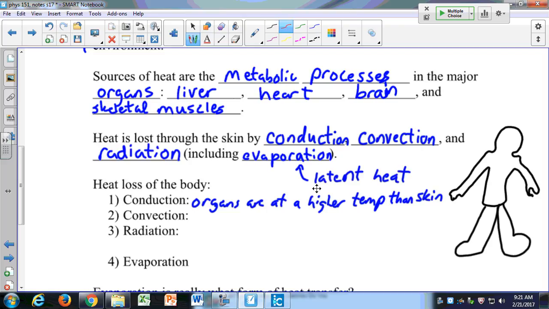So here, our heart, for example, is a much higher temperature than the outside of our body. And so we get the conduction of heat that will go outwards to the skin. So we get conduction within our body as the hotter parts of our body transfer heat energy by conduction to the outer parts of our body. Also convection, cool air comes into contact with warm skin.